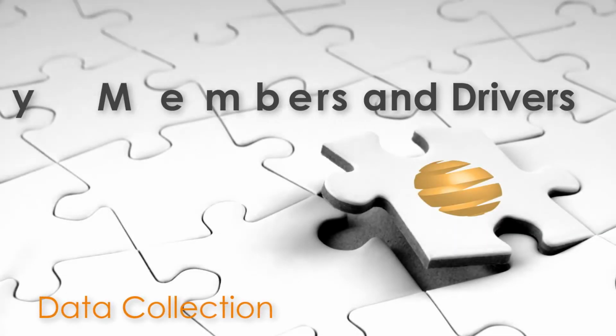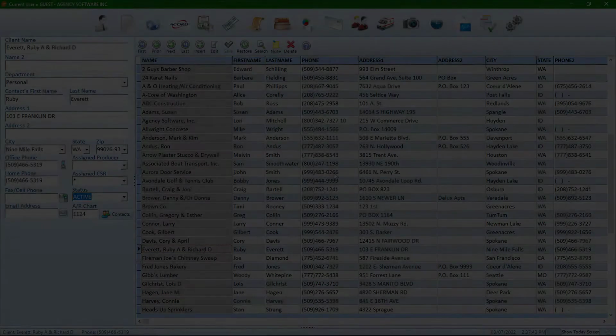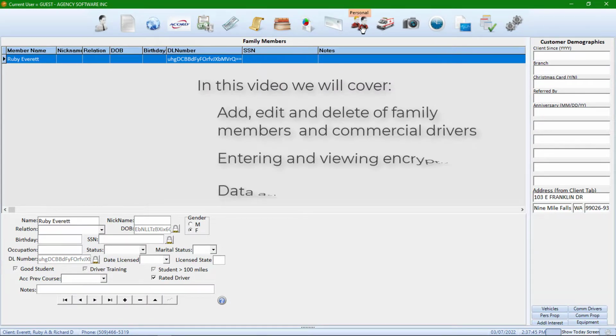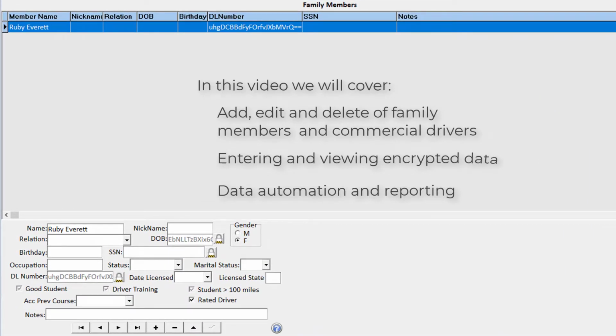The personal window provides quick access to the schedules, with the central area of the window showing the family members. This tutorial will review how to collect the data, options for securing sensitive data, and how you can utilize some reporting options.